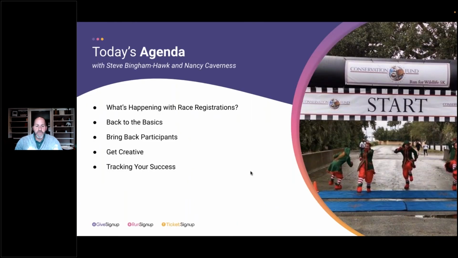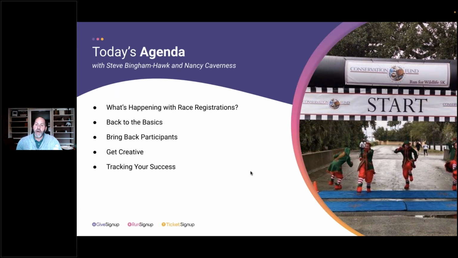So what we're going to cover first is just talk about what's happening with race registrations. We did a report with some statistics back at our summer symposium in Philadelphia. So we're going to update with some more stats on that. Talk about how do we return to the basics, the ABCs of registration, to make sure that we're setting up with a foundation for success.